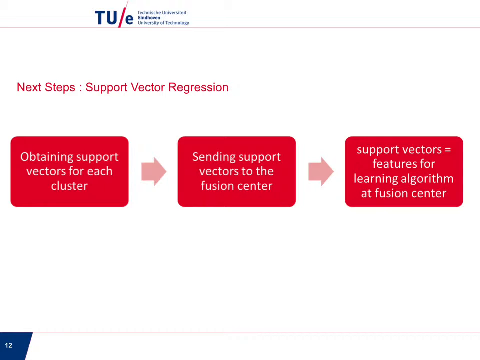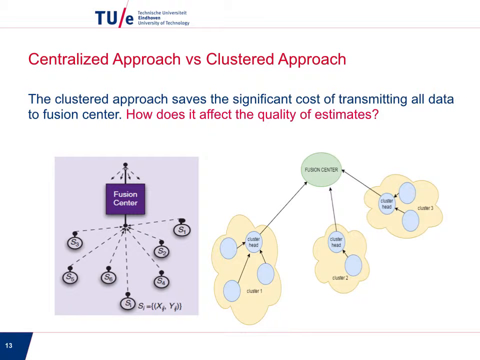Now once support vectors are obtained at each cluster, they are sent to the fusion center for further processing. The fusion center uses the support vectors collected from each of its cluster heads, and it uses them as input features for its learning algorithm. Now we can see that the clustered approach saves significant cost of transmitting all data to the fusion center. But the question is, how does that fundamentally affect the quality of estimates? To find that out, I ran an experiment.